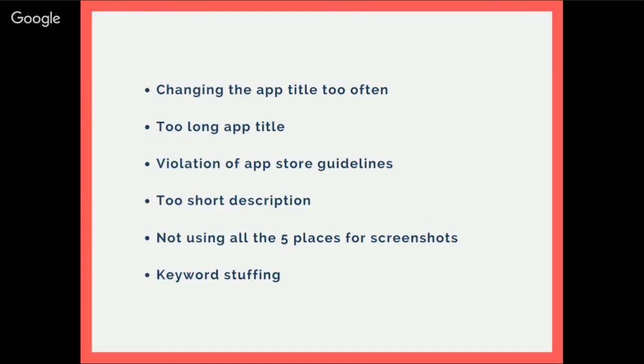Things to avoid in ASO are changing the app title too often. You should not be doing it, because every time you're changing it, it basically puts you back at the start, so again, you have to make your way up to the ranking. A too long app title is not a good practice. App Store optimization would suggest a title of 1 to 2 words followed by 2 to 3 keywords. Violation of App Store guidelines: of course, App Store is going to punish you for that, and you are going to just go down really within a day if you are violating App Store guidelines.